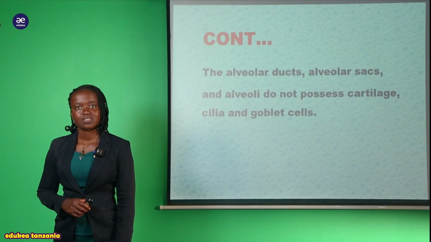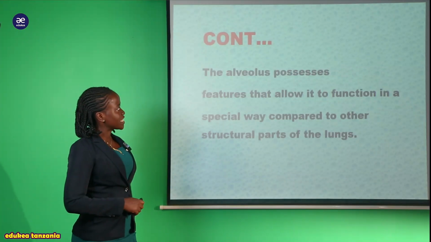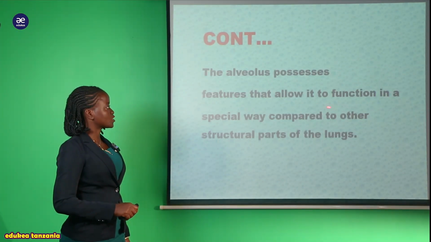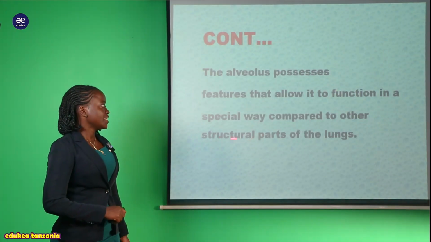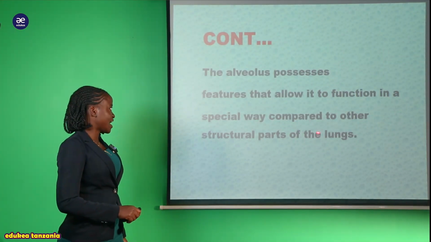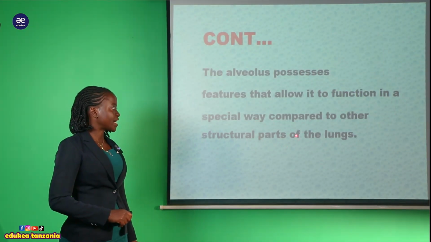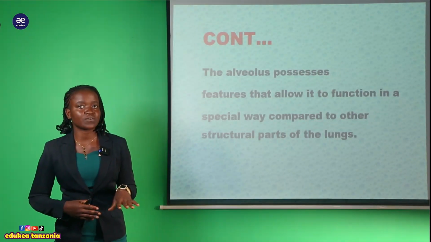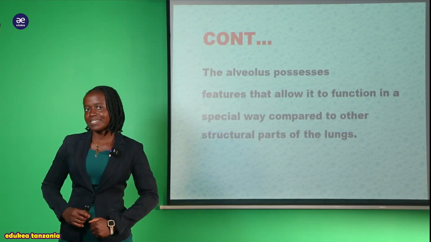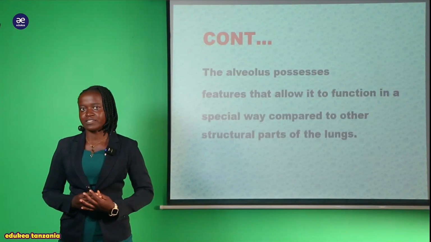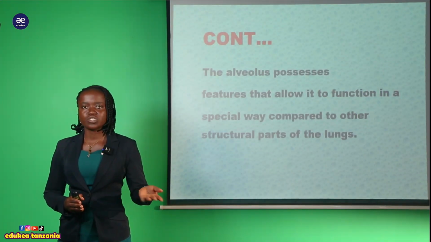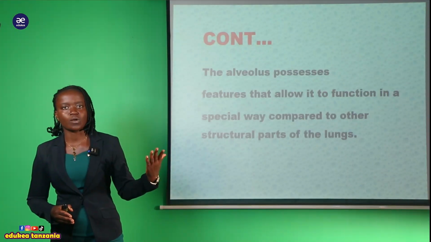But here we are saying that the alveoli possess features that allow them to function in a special way compared to other structural parts of the lungs. So hile structure ambayo inapatikana within the lungs ambayo tunaita alveolus, kwa kuwa haina zile structure ambazo tumesema, cartilage together with the goblet cells and so on.